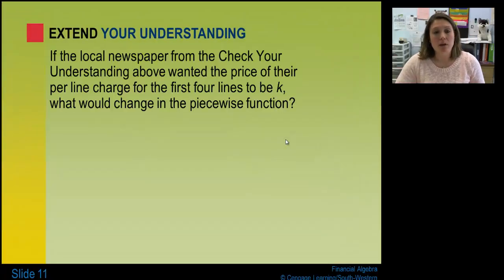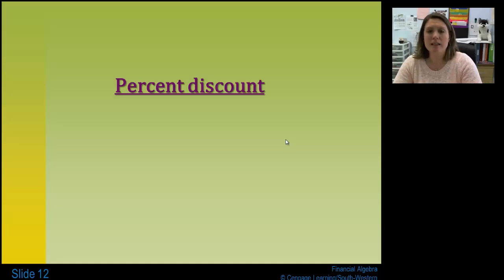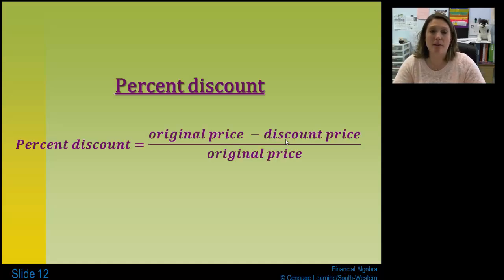Extend your understanding. We're going to go ahead and skip this question, so you can write skip there. This slide is not in your notes, but you do need to copy this down. The percent discount. So to calculate a discount on adding more lines for a newspaper or any discount that they offer you, to calculate the percent discount that they're giving you, you take the original price minus the discount price and divide all of that by the original price.